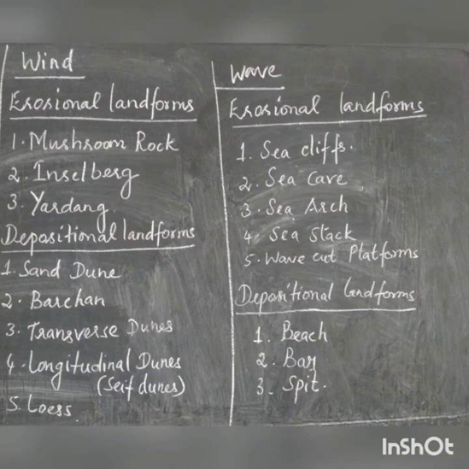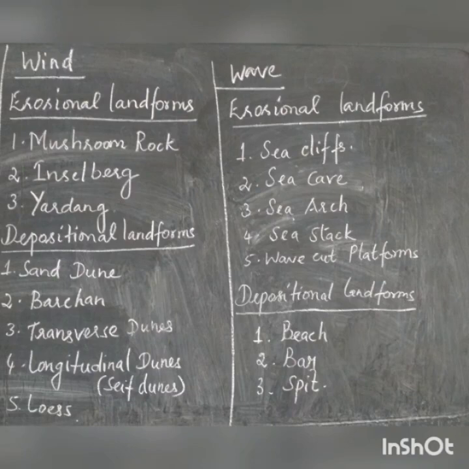Bar. A bar is an elongated deposit of sand, shingle or mud found in the sea almost parallel to the shoreline. The last, spit. A spit is a ridge or embankment of sediment attached to the land on one end and terminating in open water on the other end. Mainly, this type of spit is found at the mouth of a river. For example, Kakinada spit. Kakinada is in Andhra Pradesh.